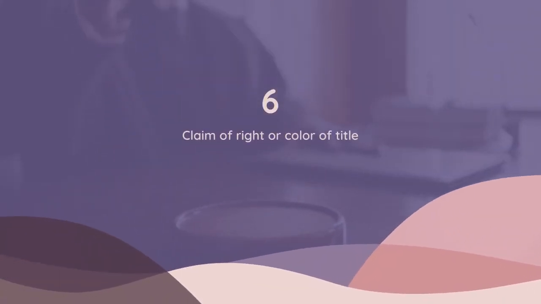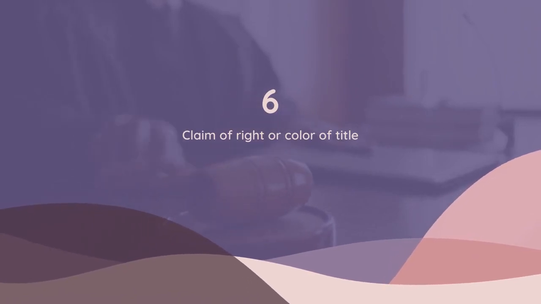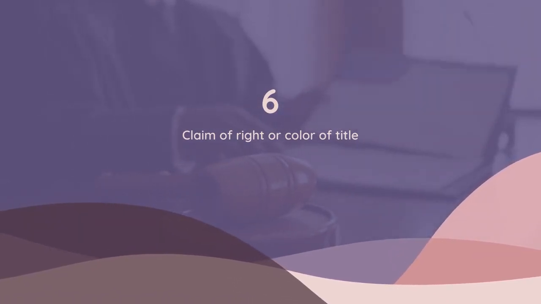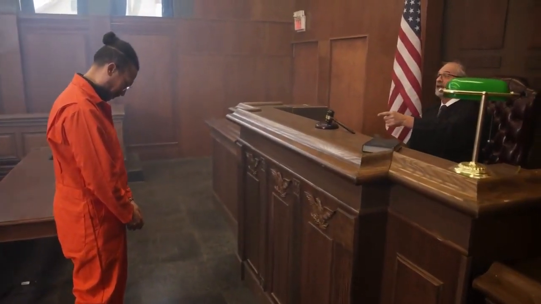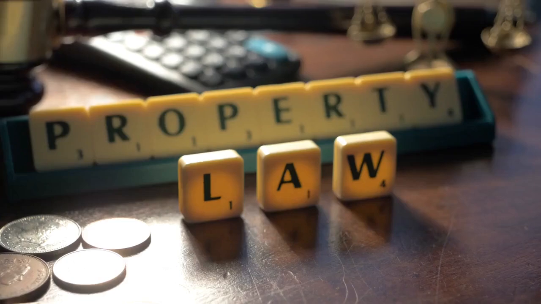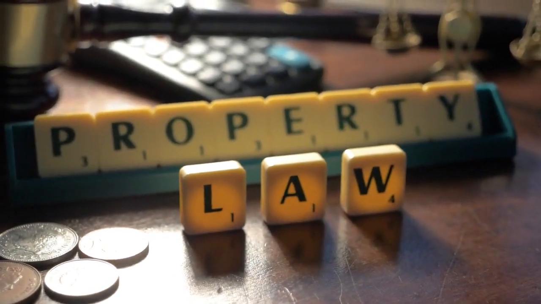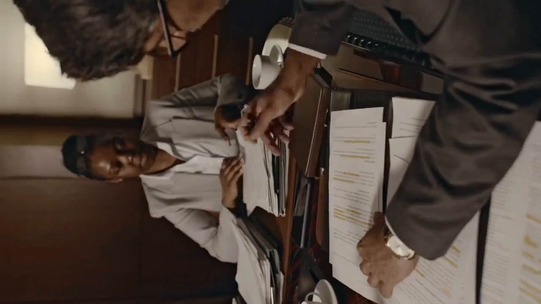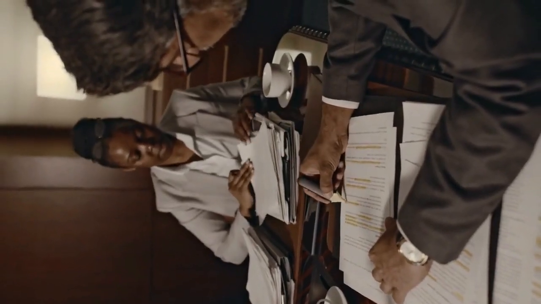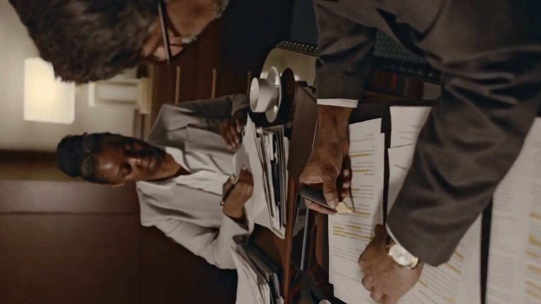Sixth, in some states, you might also need to prove you acted under a claim of right or color of title. A claim of right means you genuinely believed you had a right to own the property, even if you were mistaken. Color of title means you have a faulty deed or other document that appears to give you ownership, but legally doesn't. Having color of title can sometimes shorten the required continuous period.